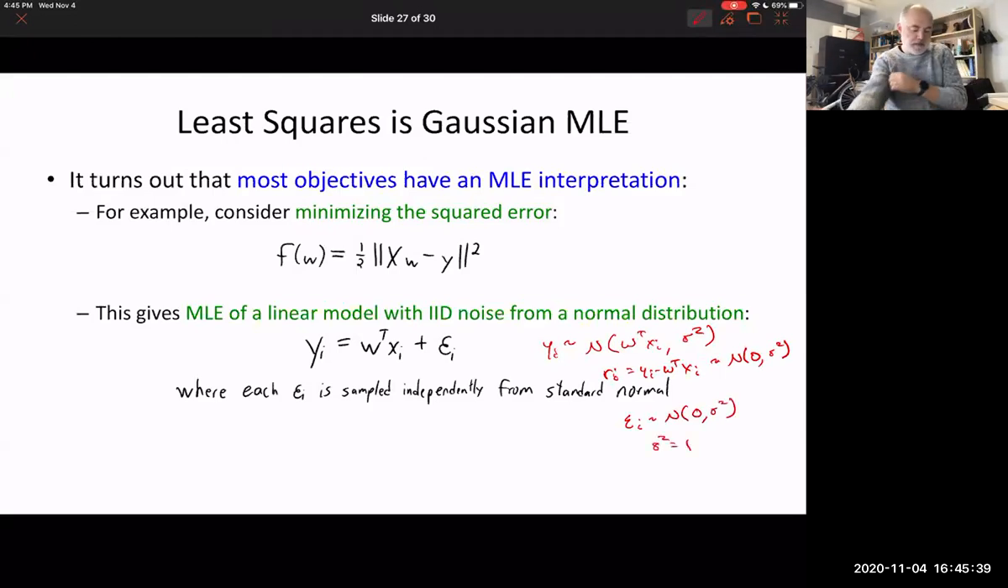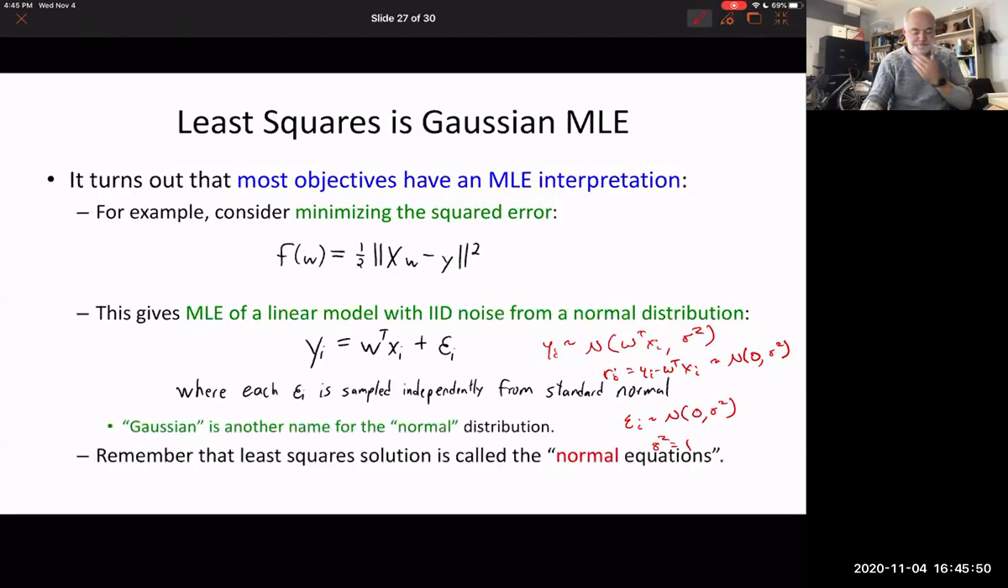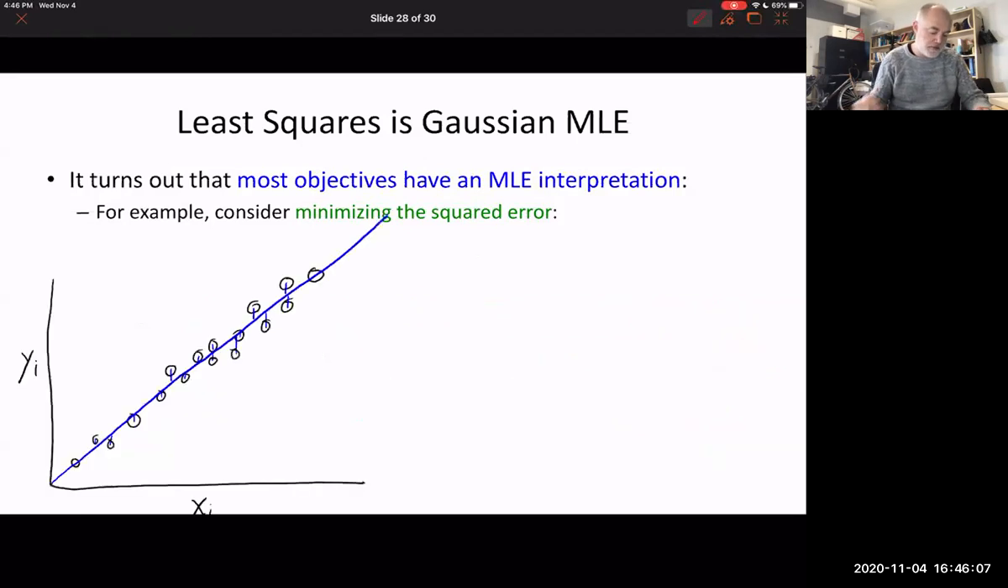So basically, all of these things mean the same thing. A Gaussian is another name for a normal distribution. The least squares solution is called the normal equations. Where do you think that comes from? It comes from this normality assumption about the residual. That's a residual, and we assume that the residual is distributed in some kind of way. And we'll see this here.